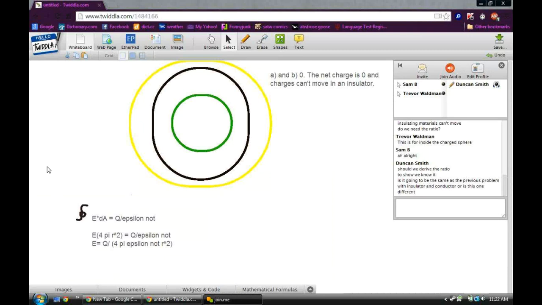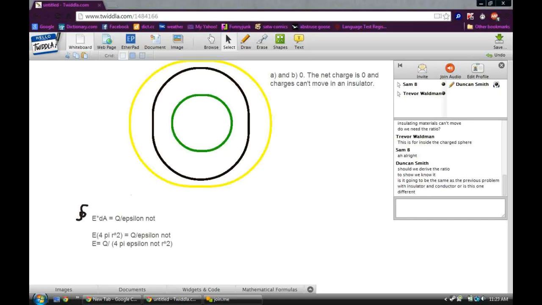You said the closed integral E dot dA equals Q enclosed over epsilon naught. So in other words, the electric flux is equal to electric flux. There's two ways to find the electric flux: closed integral E dot dA and Q over epsilon naught. And then you guys solved it, and you got Q over 4 pi epsilon naught R squared. Any questions on that? Okay, very good. I'm going to go ahead and take the presenter role back. Thank you very much, Trevor's group.